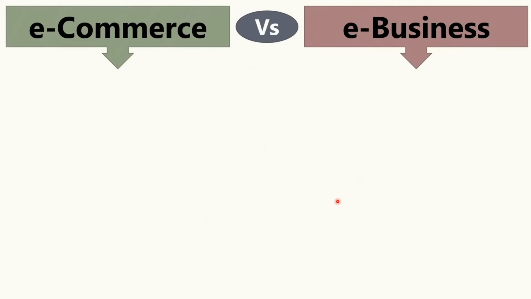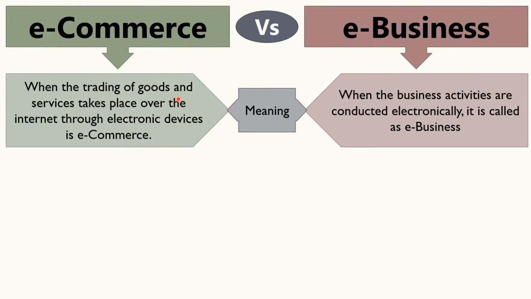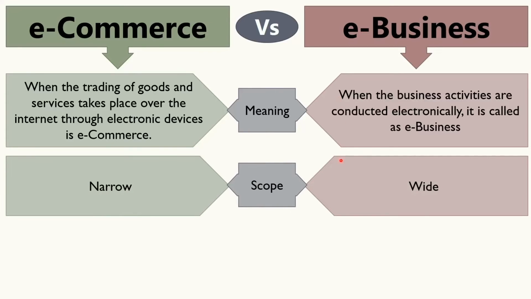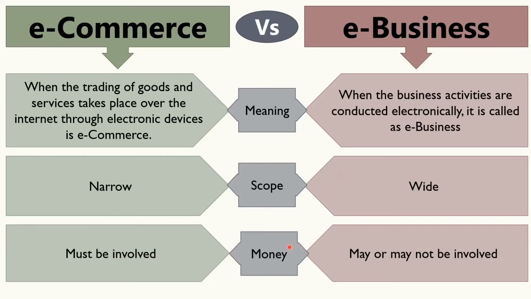Difference between e-commerce and e-business. Meaning: when the trading of goods and services takes place over the internet through electronic devices, it is called e-commerce, whereas when the business activities are conducted electronically, it is called e-business. When it comes to scope, the scope of e-business is wider in comparison to e-commerce because e-business covers e-commerce also. Money must be involved in an e-commerce transaction, but e-business involves monetary transactions and allied activities.